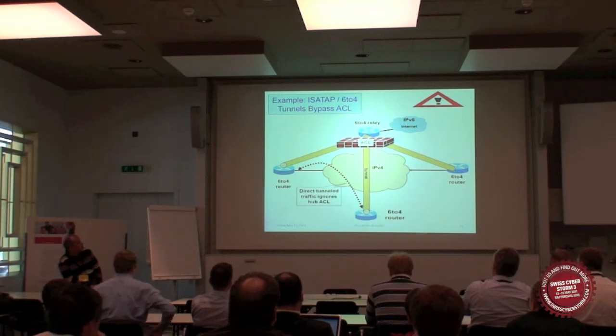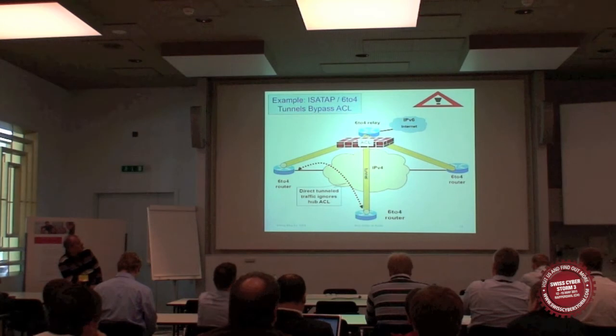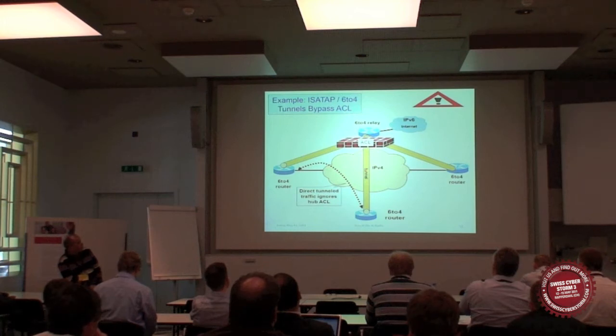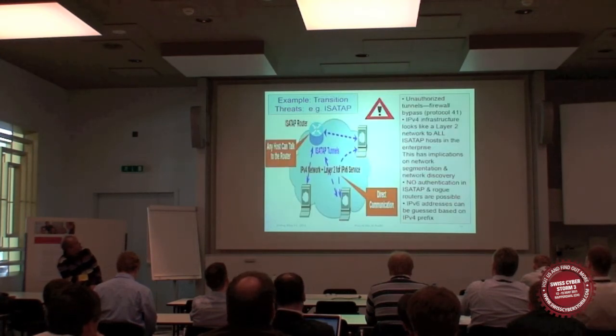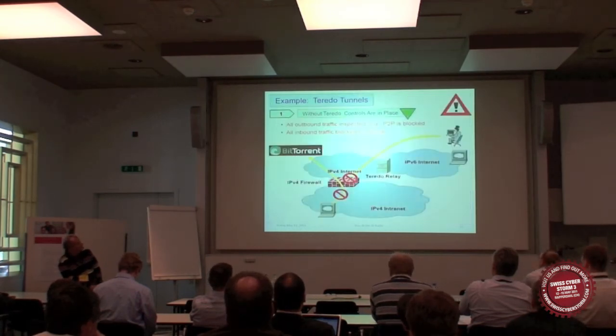6to4 tunnels bypass: you will see this 6to4 router. This is the IPv4 network, this is a tunnel, and this is the 6to4 relay. So you have to inspect the incoming traffic, otherwise you will have attacks. This is another example, the Teredo tunnels.